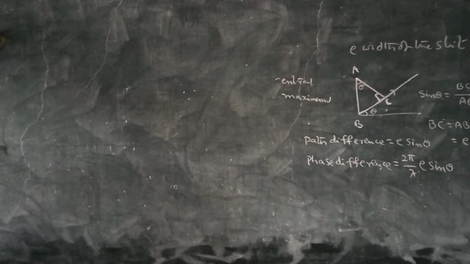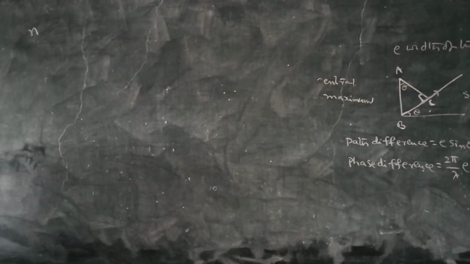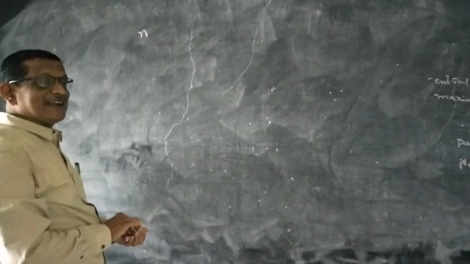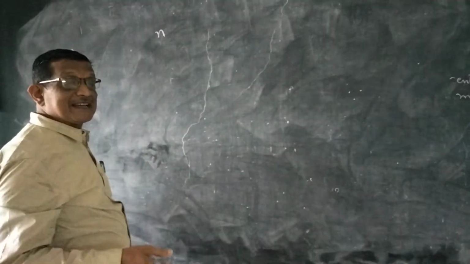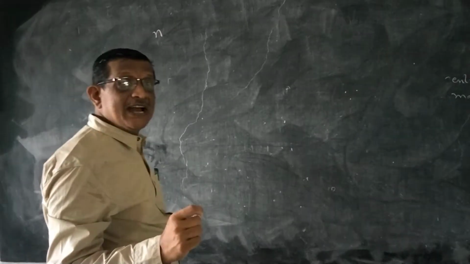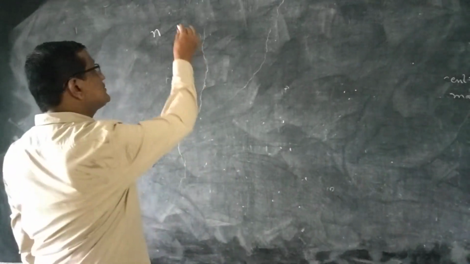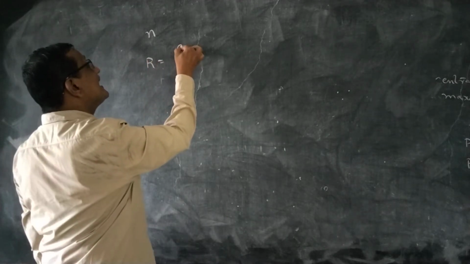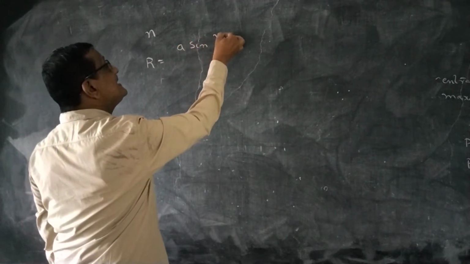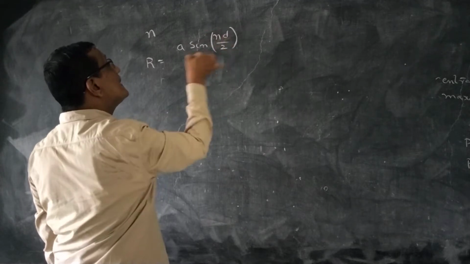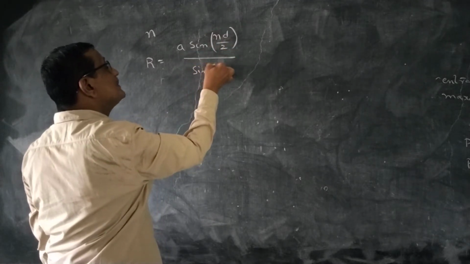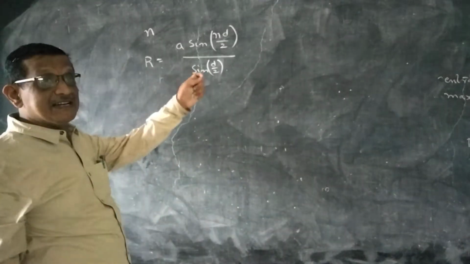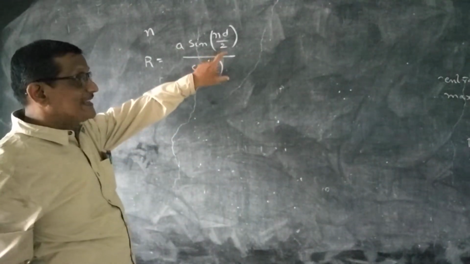Now suppose there are n equal parts in that slit. Why are we taking n equal parts? Because we have already derived an expression for the resultant of n sinusoidal disturbances. The amplitude of n sinusoidal disturbances is R = A sin(nd/2) / sin(d/2). This is the resultant amplitude of n sinusoidal disturbances. The equation was derived in the last class.